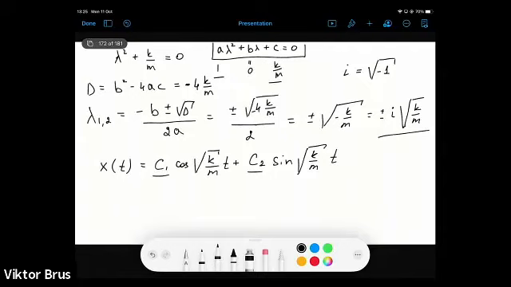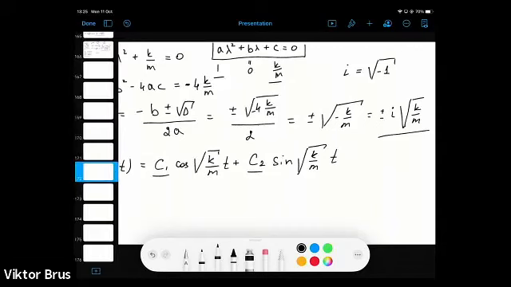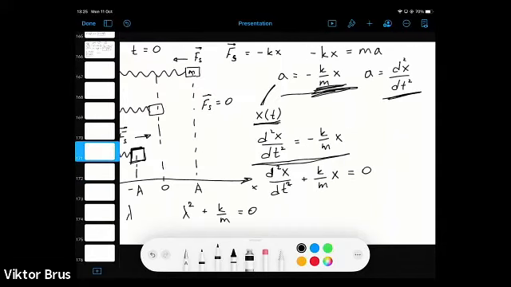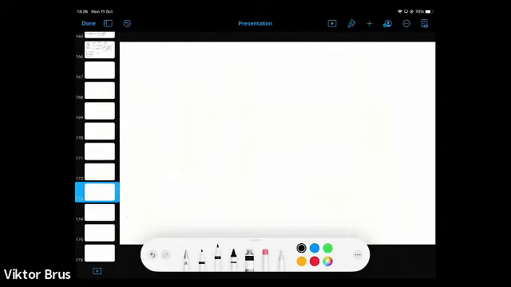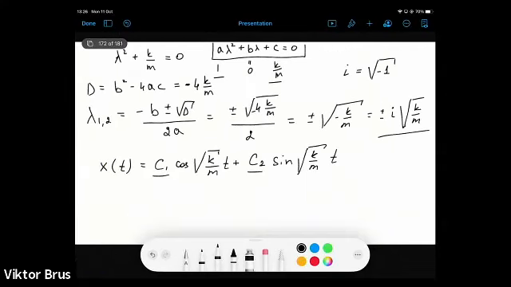So first boundary condition, let us maybe come back to this figure. We know that at t equals 0, our block is at position +A. So we can write here that at t equals 0, x is equal to capital A. So this is our first boundary condition.